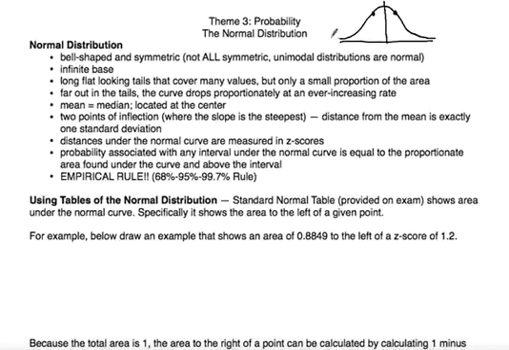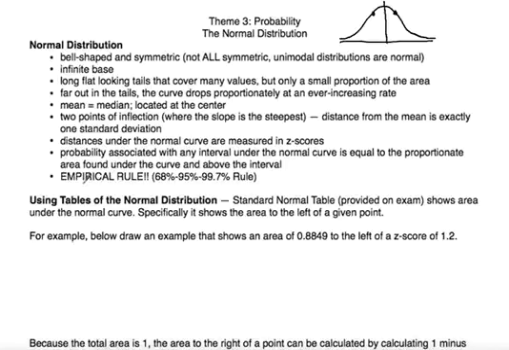The distance under the normal curve is measured in z-scores. The probability associated with any interval under the normal curve is equal to the proportionate area found under the curve and above the interval. And then the empirical rule, which we've talked about several times, the 68, 95, 99.7% rule. 68% of the data is within 1 standard deviation, 95% within 2, and 99.7% within 3.